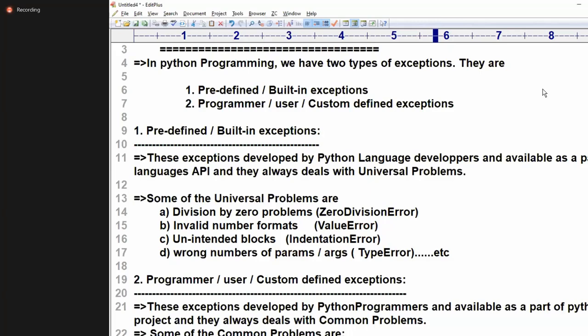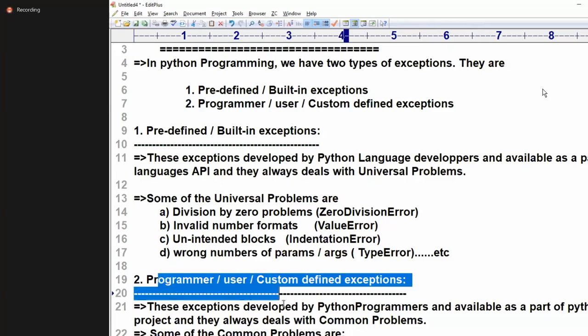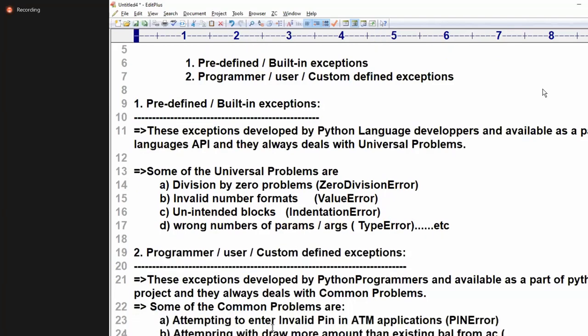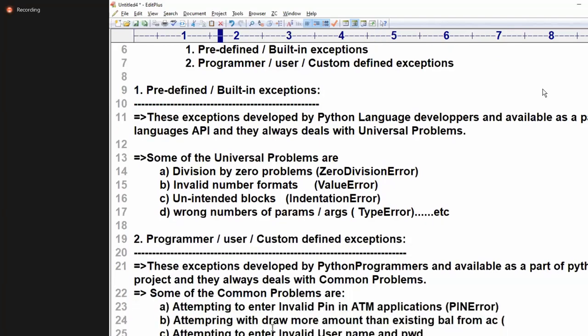We people need to develop it. Programmers, you need to develop it. That's why that exception class is known as what? Programmer defined exceptions. Are you getting full clarity on this part or not? Yes. Dear students, I hope that you are getting clarity on this area.